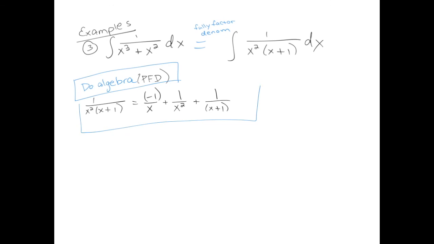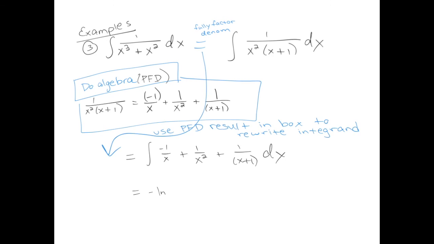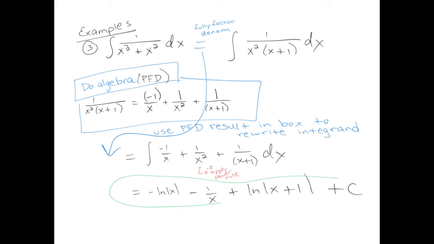And as usual, we're going to use this result in order to actually integrate the problem. The first gives me -ln of x. This next one, this is like x to the -2 power, and I should apply the power rule. And the final term on the end is ln of absolute value of x plus 1. And there's our answer for the problem.